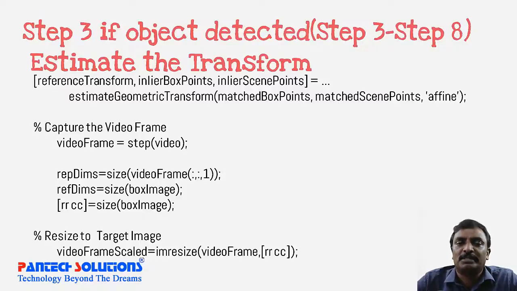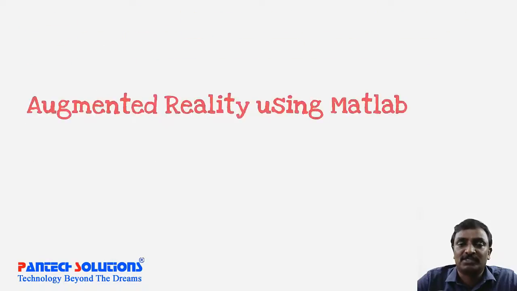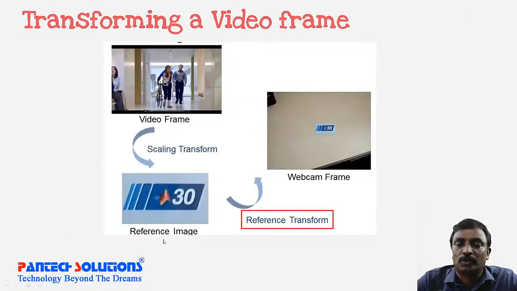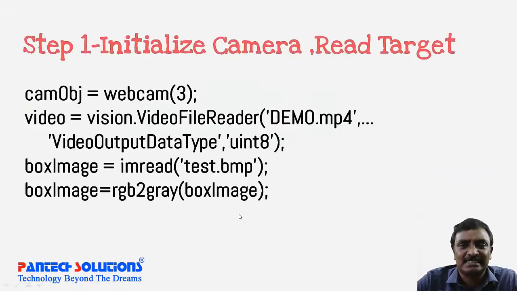First, estimate the geometric transform of the matched box points and the matched scene points, and you create a reference transform. The reference transform is here, this one. Okay, now you have to create a reference transform. This is the target image, and this is a webcam frame, and there are two transforms. One is the scaling transform and another is the reference transform. The scaling transform is nothing but resize.